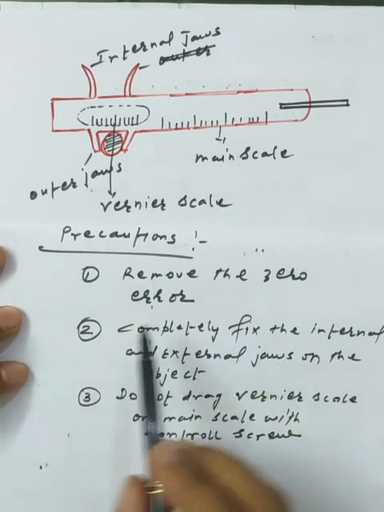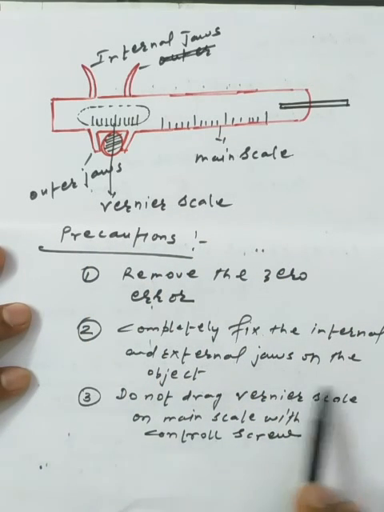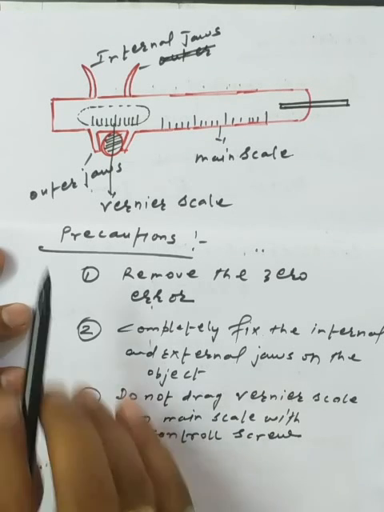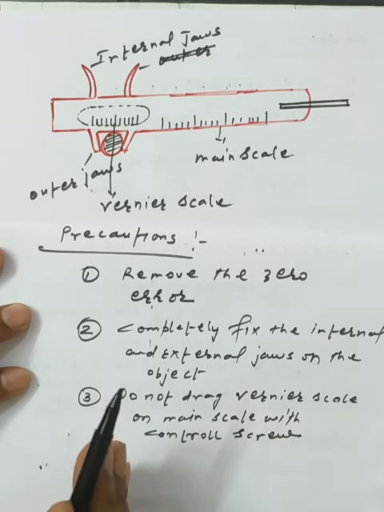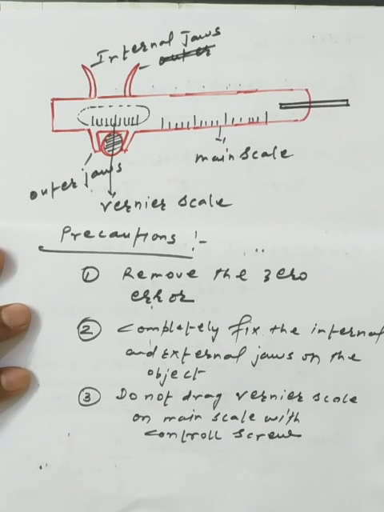The precautions are the same: remove the zero error, completely fix the internal and external jaws on the object, and do not drag the vernier calipers on the main scale with the control screw. These are some of the basic aspects in each practical: separate diagram, separate precautions, observation table, observation calculation, along with the theoretical portion and the objective. So this is the complete portion of the third practical.